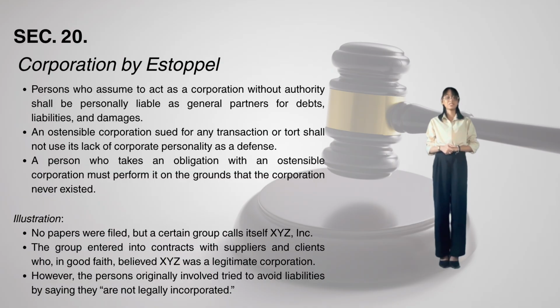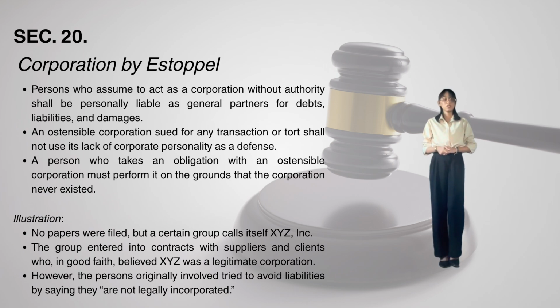Second, against third parties. A third party who treated the group as a corporation and received benefits despite knowing it was unincorporated may be barred from denying its corporate existence in a lawsuit. People who benefited from the ostensible corporation's operations, notwithstanding the fact that they know it was not legally registered, may be held liable for the contracts and obligations they implicitly accepted.